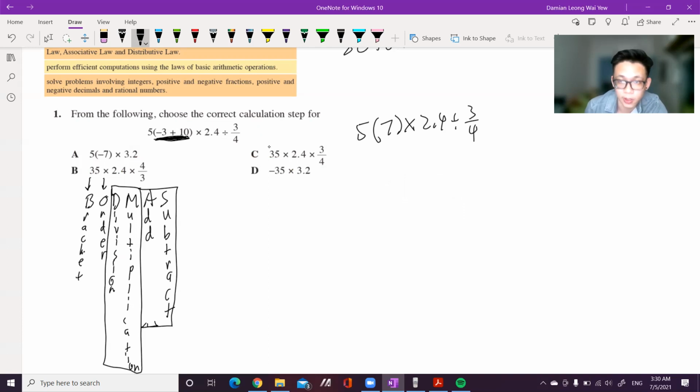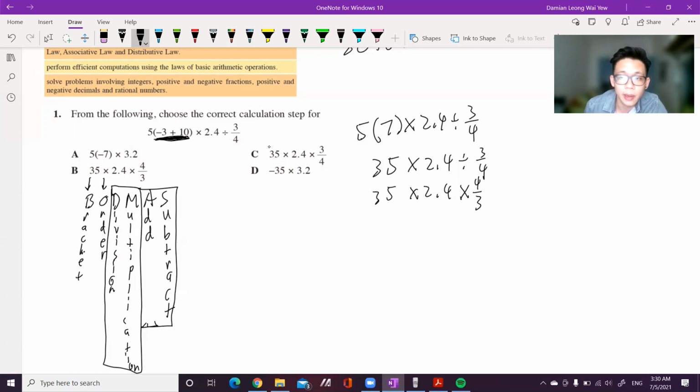So let's calculate further. 5 times 7 is 35. Okay. Times 2.4 divided by 3 over 4. It's still all different. This is times instead of divide. So when you divide by a fraction, what we can always do is change it to times and then flip the fraction around.